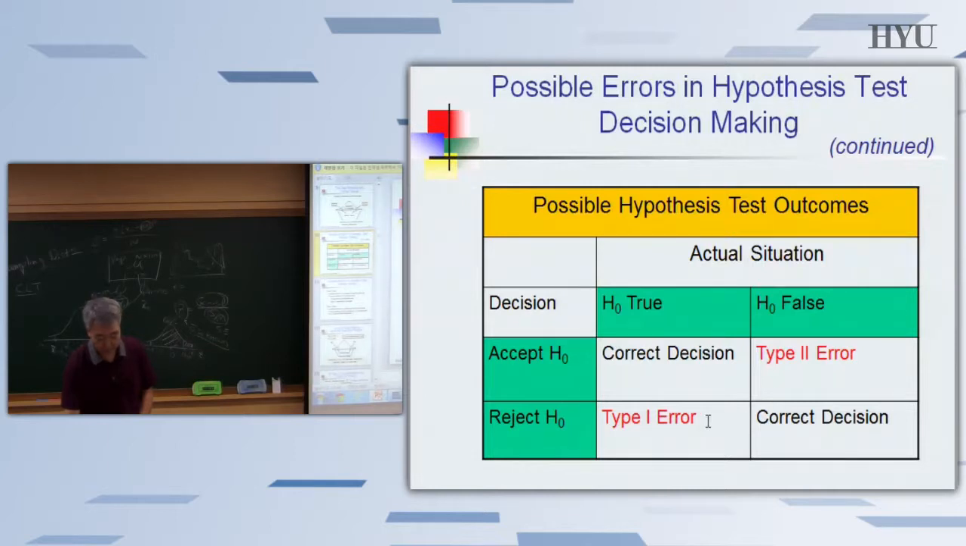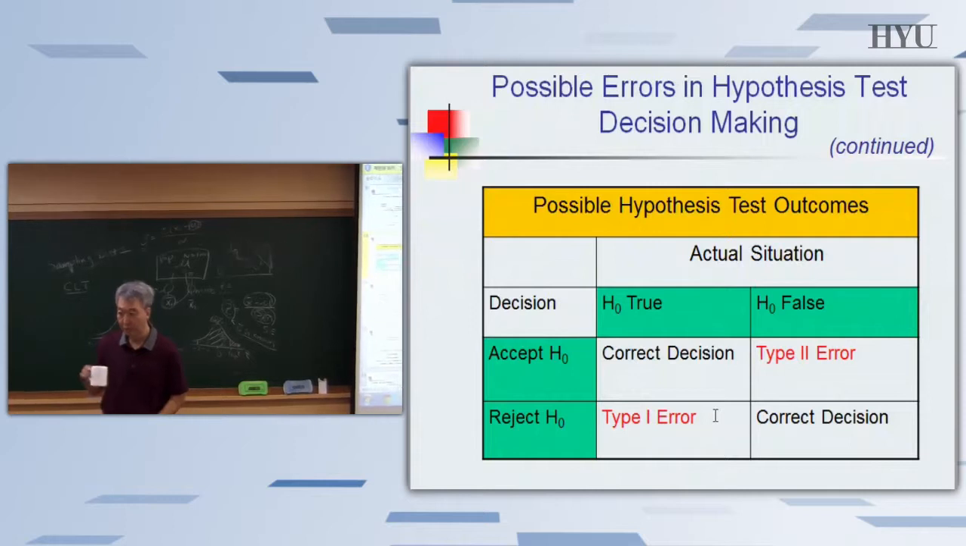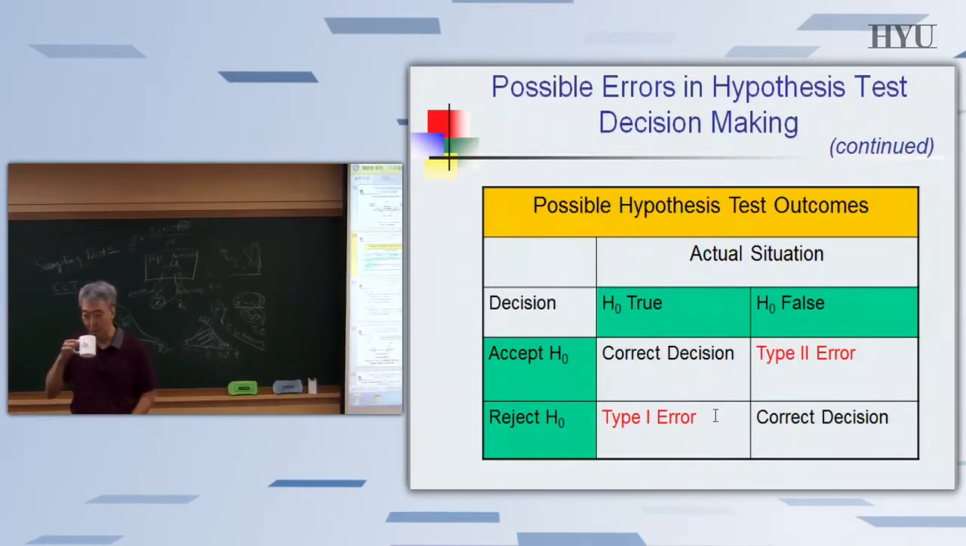So what is type 1 error? Can you verbalize it? What's the concept of type 1 error?